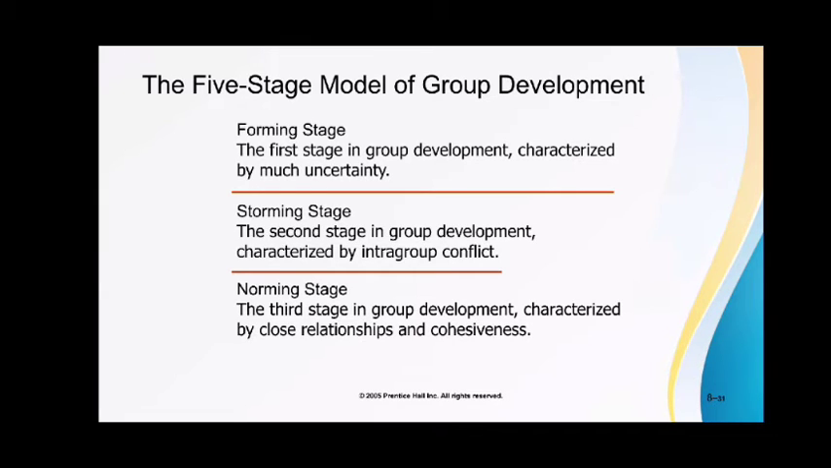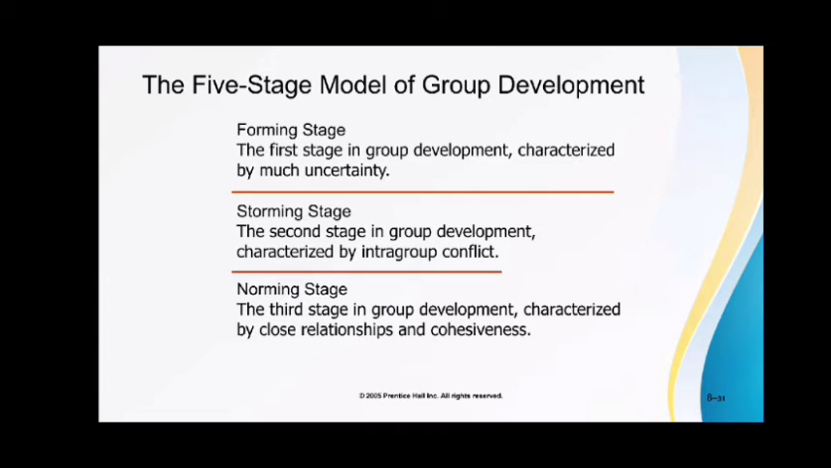Forming stage, the first stage in group development, which is characterized by much uncertainty. The forming stage involves a period of orientation and getting acquainted. Uncertainty is highest during this stage, and people are looking for leadership and authority. A member who asserts authority or is knowledgeable may be looked to take control. Team members are asking such questions as, what does the team offer me? What is expected of me? Will I fit in? Most interactions are social as members get to know each other.